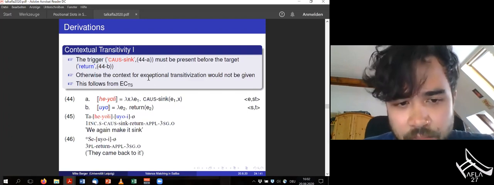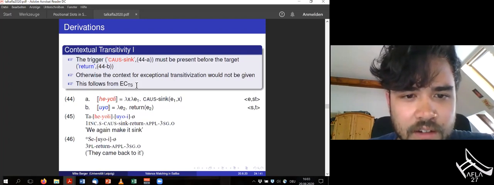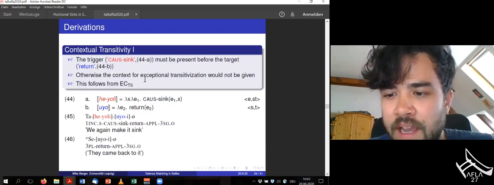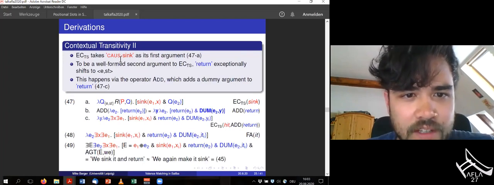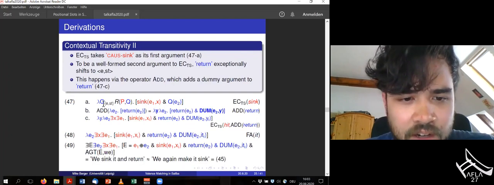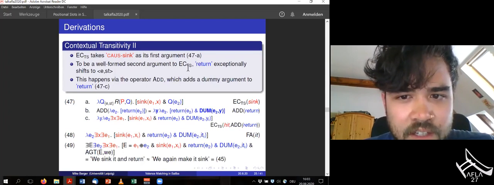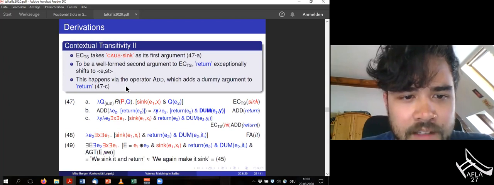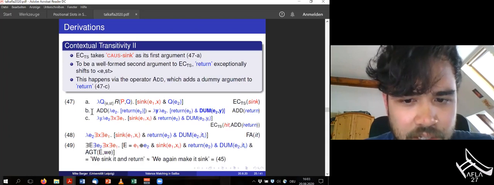And I propose that this follows from my operation of ECTS, which never attaches to the main projection line, but rather makes a verbal adjunct out of a verb, right? So let's run through this. So ECTS takes cause sync as its first argument, as in 47A, which in turn requires the second predicate Q to be also of type EST. Now, to be a well-formed second argument to ECTS, return has to exceptionally shift from ST to EST. I take this to happen via the operator add, which adds a dummy argument to return, as you can see in 47B and C respectively.